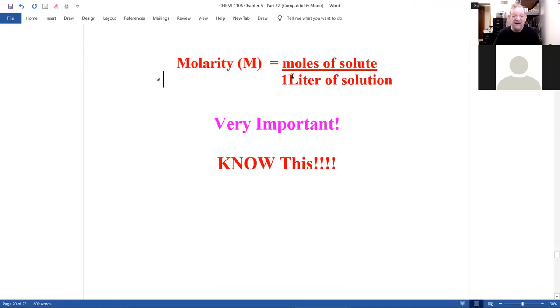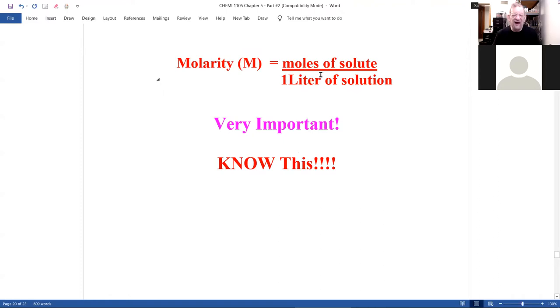And molarity is defined as moles of solute per 1 liter of solution. It's not 1 liter of solvent, it's 1 liter of solution. Now, this is very important in my mind. And also, you should know this. By the way, this will be given to you on test number three, important information. But you should know how to use this.